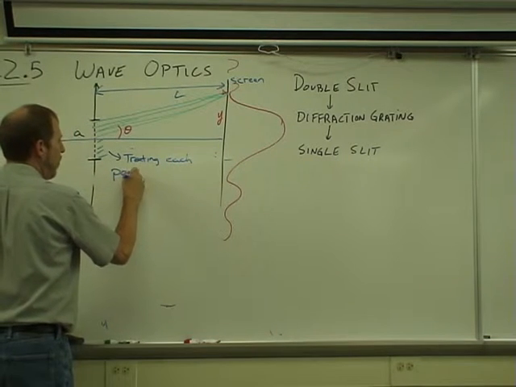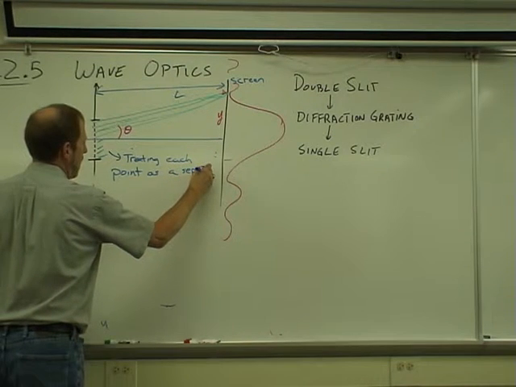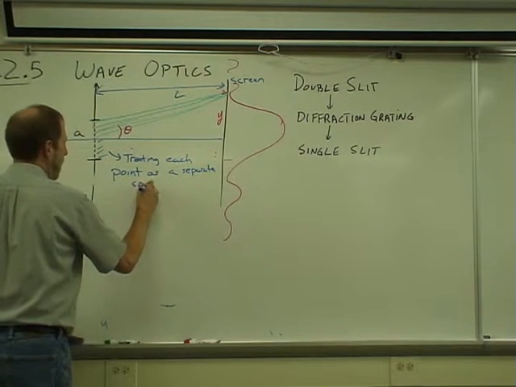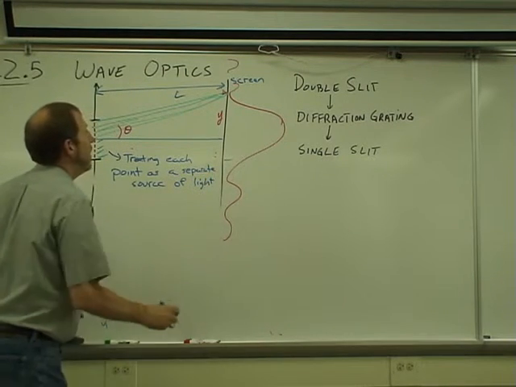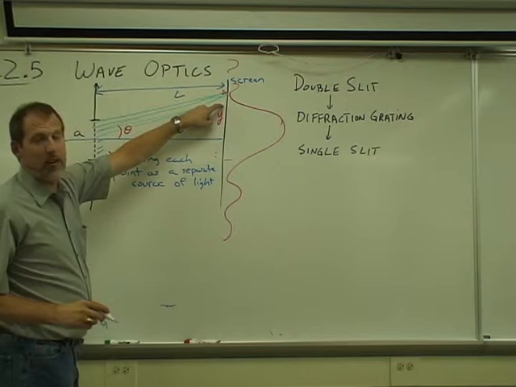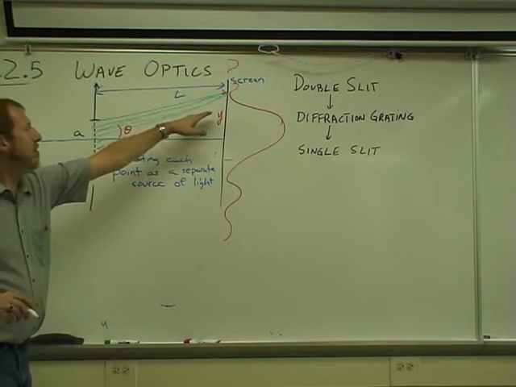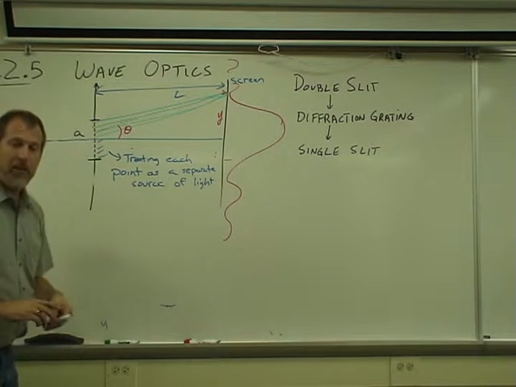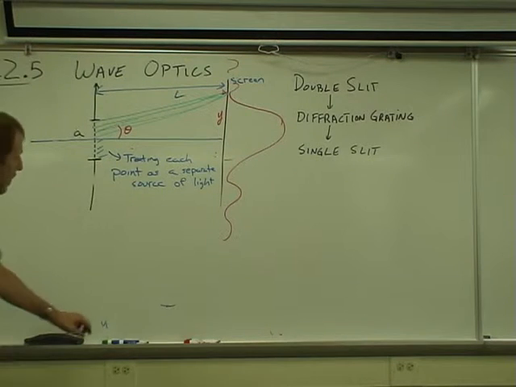Well, what explains that is if I treat each point as a separate source of light, then basically any given point on this screen is interacting as if it were getting a single ray from every single point in this region. Now, that's Huygens' principle.